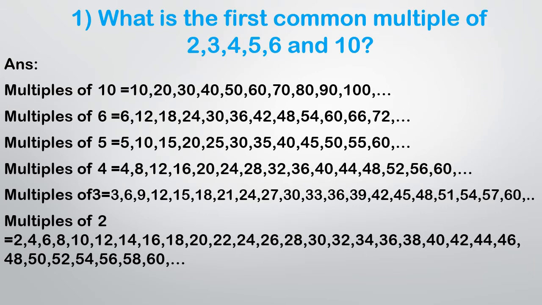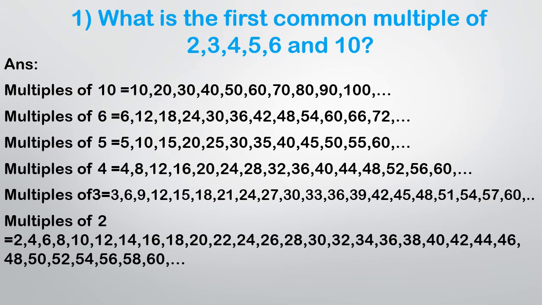Now we start from the multiples of 10. The first number is 10. But 10 doesn't come in multiples of 6, isn't it? Then 20. Then we check for 20. 20 also doesn't come in multiples of 6. Then 30. 30 comes in multiples of 6. 30 comes in multiples of 5 also. But 30 doesn't come in multiples of 4. Okay, so we have to leave that.